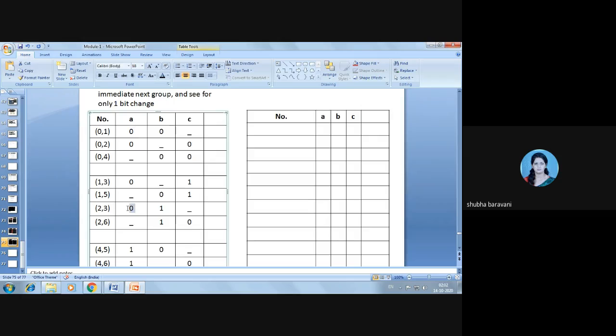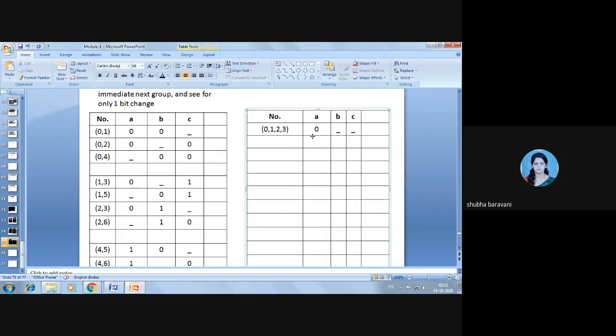See, 0 is retaining its 0. 0 is changing to 1 and don't care is still a don't care. So I have that term which is 0 1 2 3, where A is 0, B is dash and C is dash.